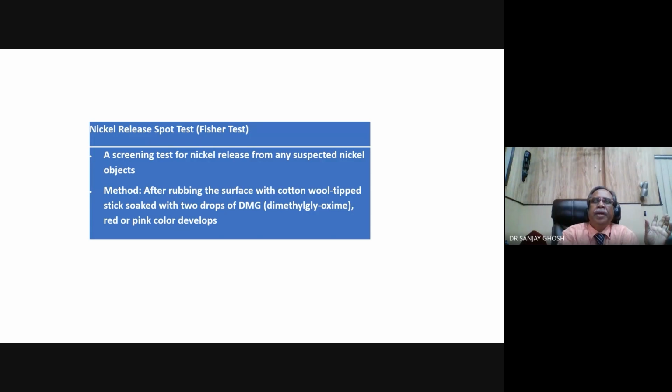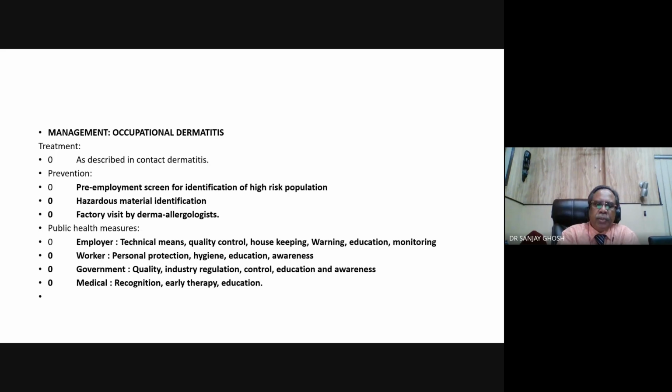Sometimes shops say there is no nickel in a spectacle frame or some wristwatch, so they charge a high price, but it may actually contain nickel. So you can test in this way. Management of occupational dermatitis is not only the doctor's job, it is the employer's job, worker's job, government's job, and medical job.